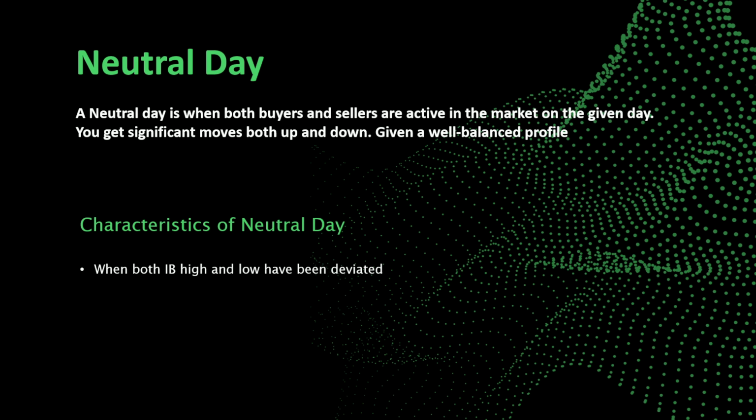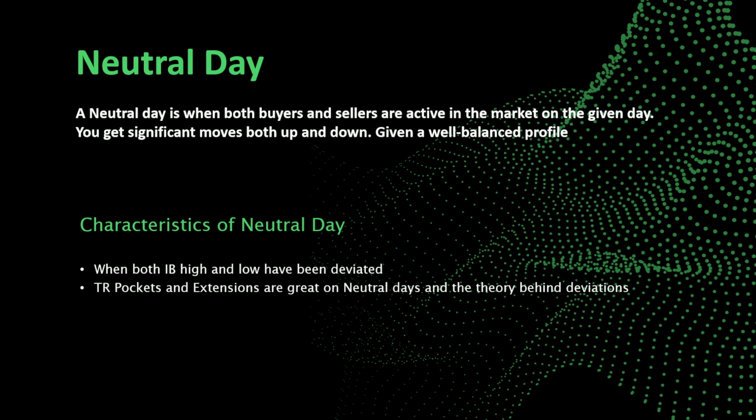Characteristics of a neutral day. Again, you see the initial balance being deviated on both the upside and the downside. A couple of tips that I would use on this: using TR pockets and extensions are great on neutral days, because we're looking for the deviations of the initial balance on both sides. We know now that the TR pocket is great for giving those levels to the upside and downside. So why not use these on neutral days?